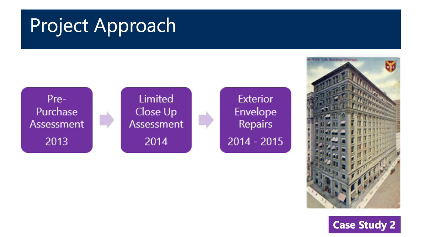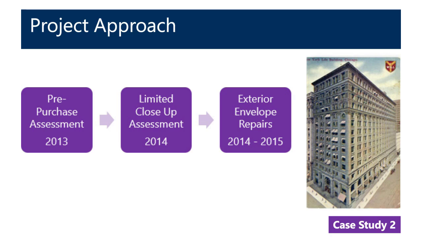So this subject building is an 1890s building that's clad in terracotta with brick on the alley facade and granite at the base. So again, the project approach here was sort of a pre-purchase assessment, looking at that from grade with binoculars. The follow-up based on that initial pre-purchase was performing a limited close-up assessment, and by limited I mean 2 swing stage drops, so pretty limited in terms of what information was able to be gained from that, and then moving into the exterior envelope repairs.